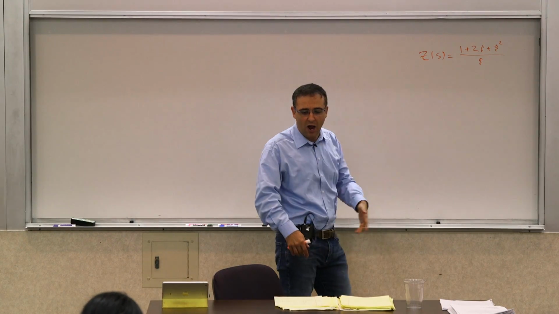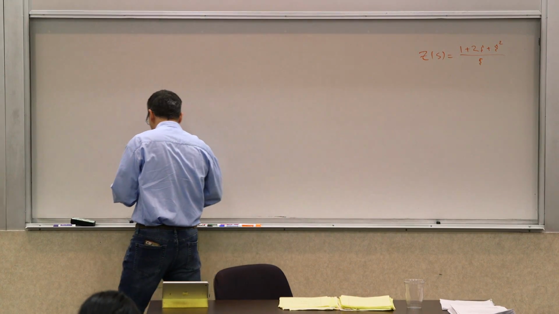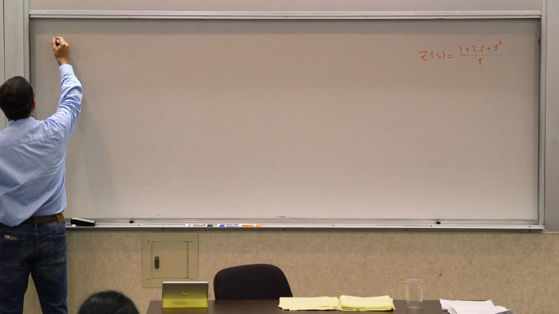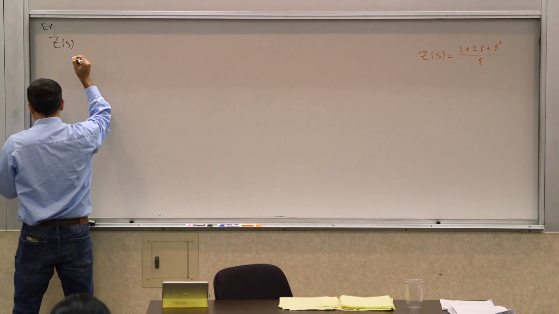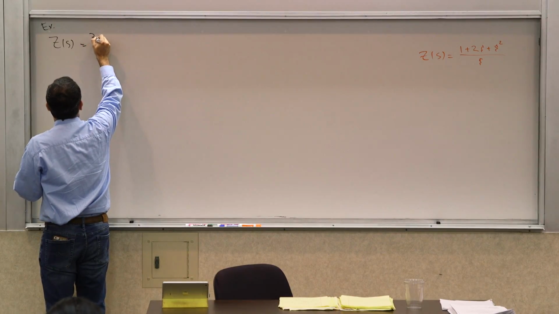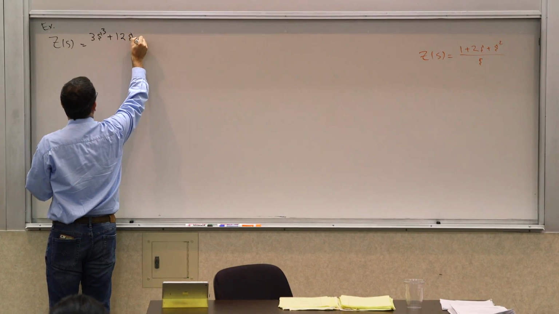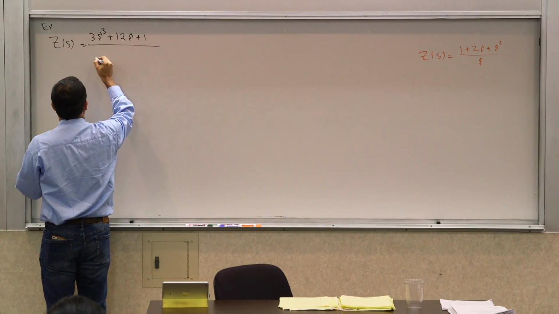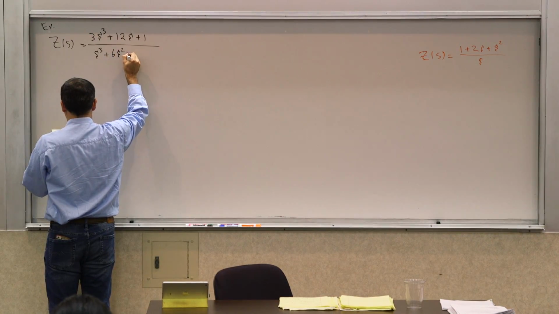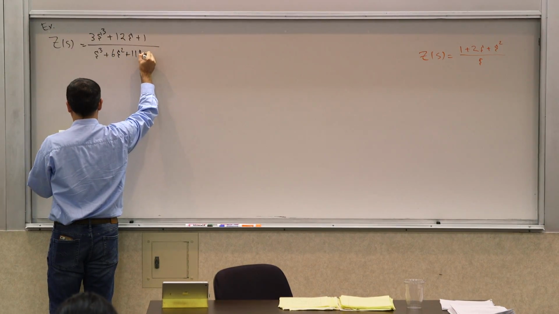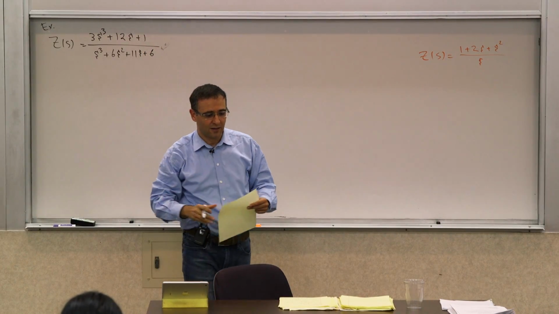So let's say I present to you, let me just give an example. Let's say I start with an example, say I want a Z of s. So this is an example really of (3s cubed plus 12s plus 1) divided by (s cubed plus 6s squared plus 11s plus 6). So what do we do with this?